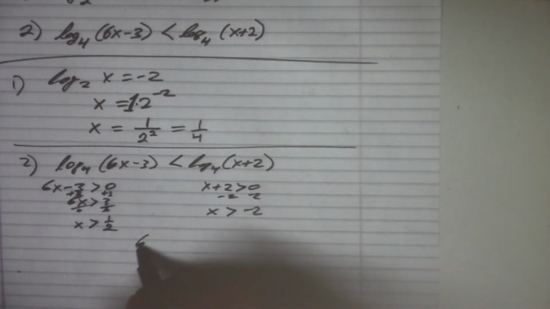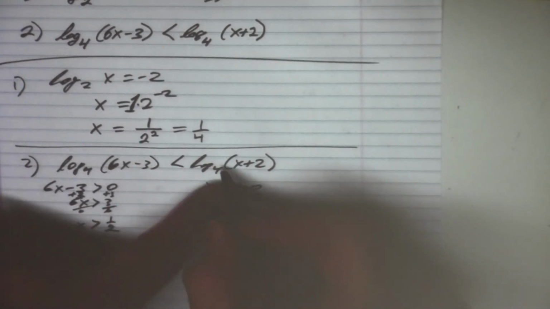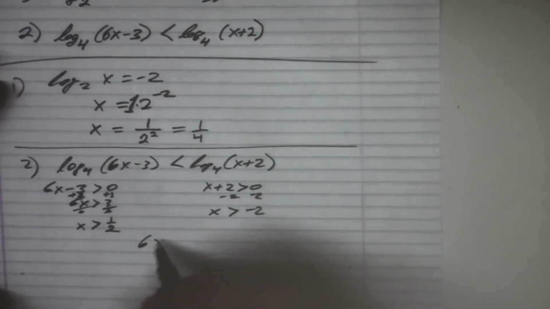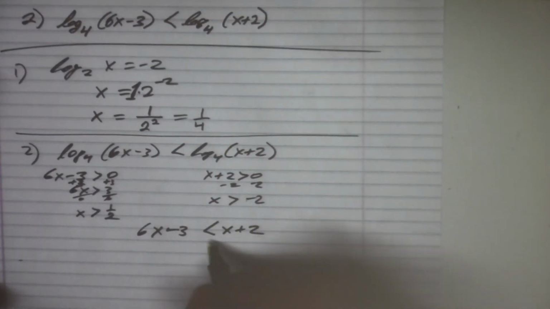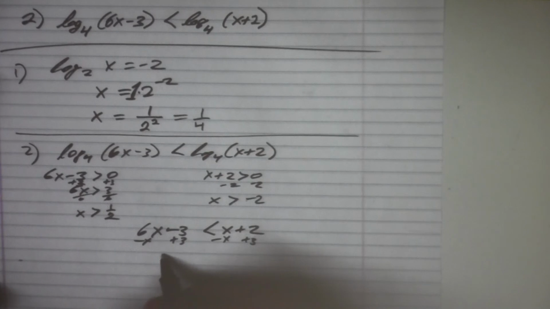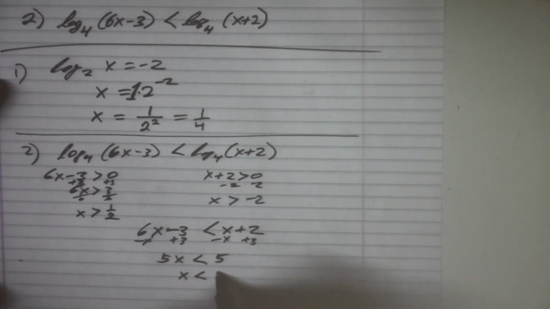Now we can do the other part where, because this log is less than that one, this argument is therefore less than that one: 6x minus 3 less than x plus 2. So I'll subtract x on both sides. I'll also add 3 to both sides. So here we get 5x less than 5. x is less than 1.